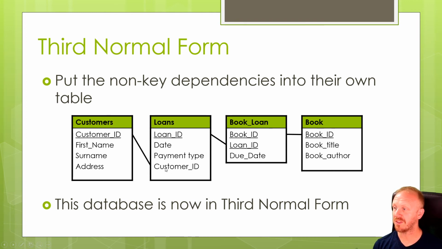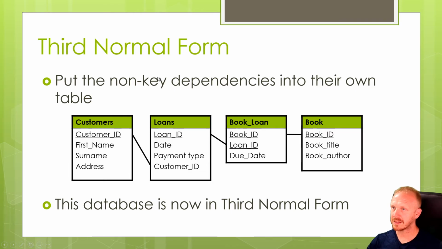The customer ID field is just left in there because this is actually a one-to-many relationship, because each loan will only be for one customer, but each customer can have many loans, so it's one-to-many. And this is now fully normalized because there are no groups of repeated data. They were taken out over here. There's no partial key dependencies. They were taken out over here. And there's no non-key dependencies. They were taken out over here.